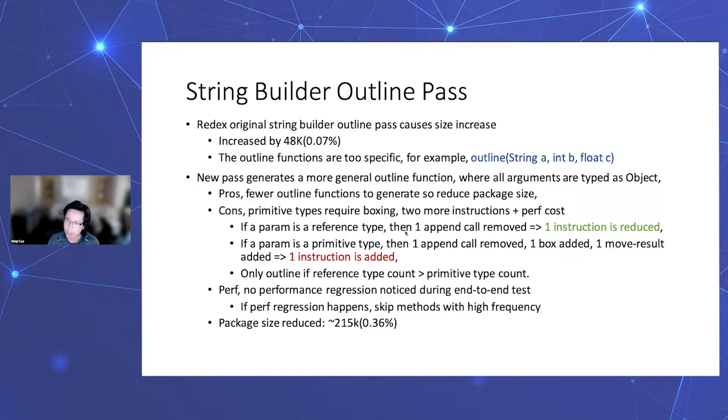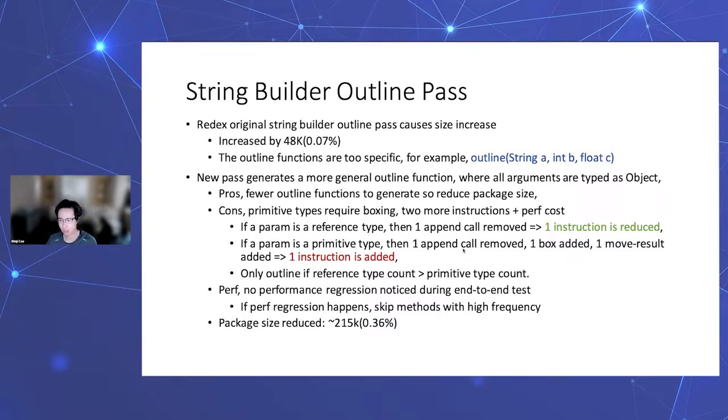So which means we cannot trivially convert each string builder pattern to an outline function. Then we need to make a decision for each pattern we discovered. The decision logic turns out to be very simple, because for each reference type we can remove one append call, so one instruction is reduced. But for a primitive type parameter, we remove one append call, but add a box instruction and one move-result instruction. So overall, one instruction is added.